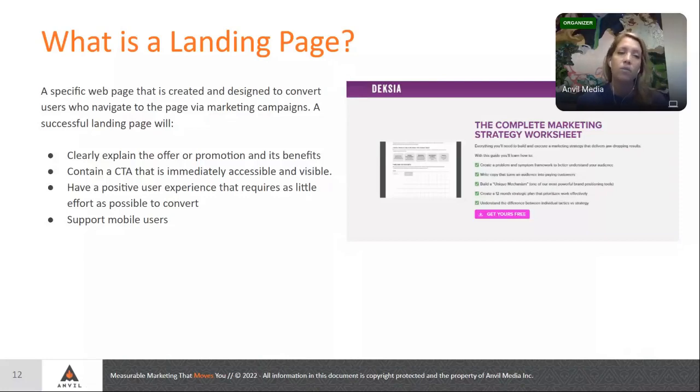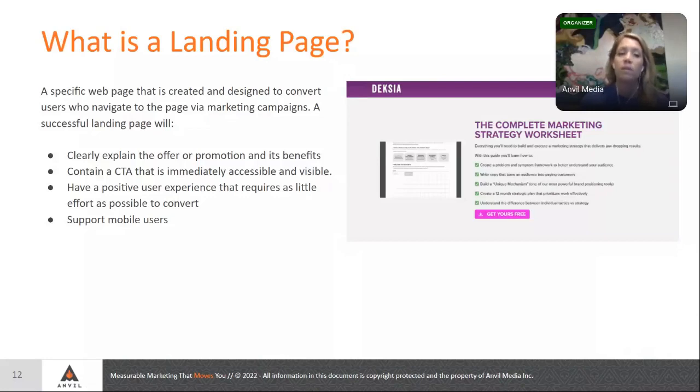Again, kind of tying this back to what Carrie was just talking about, making sure the landing pages offer a positive user experience. Again, users don't want to do a ton of effort these days to convert. So making sure that users can convert in an efficient way will also help your conversion rate optimization.